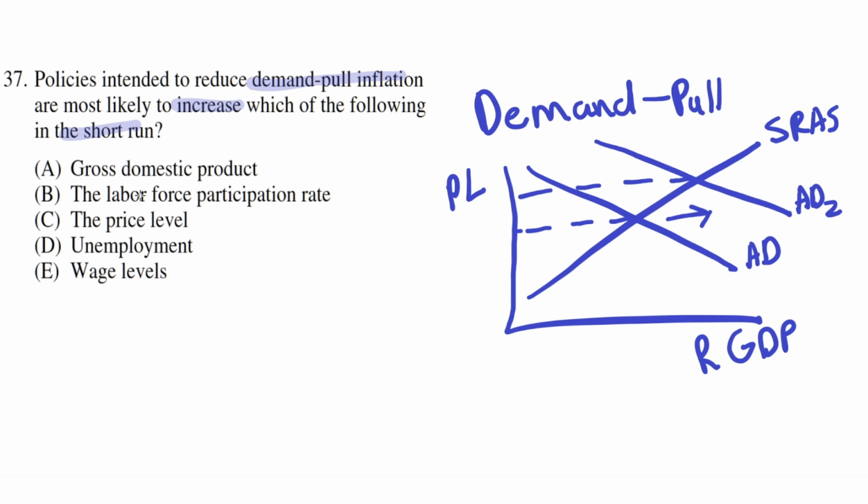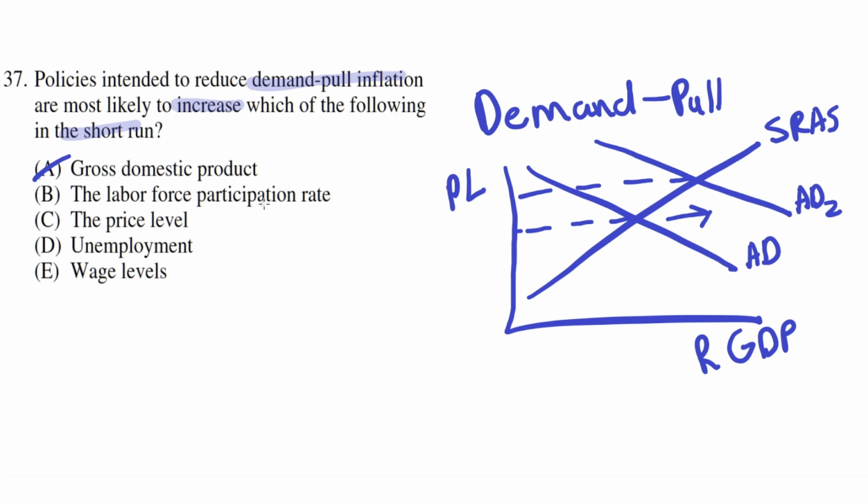Now we're asked to identify which of the following factors will increase as a result of policies intending to reduce demand pull inflation. So, A. Gross domestic product. This is incorrect because to reduce demand pull inflation, we need to shift the aggregate demand back to the left. And if we were to shift this back to the left, the real gross domestic product, which is on this x-axis, would move to the left or would decrease. So A is incorrect because it would decrease, not increase.